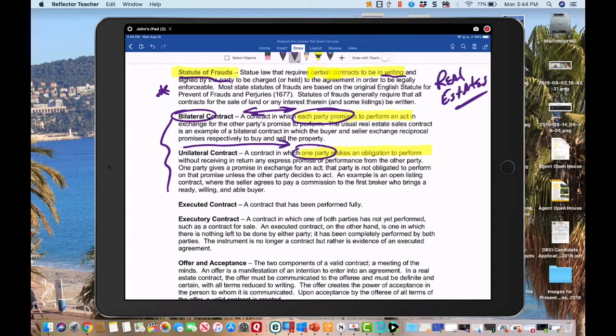A good example of a bilateral contract would be a listing agreement. And a real estate sales contract is another example of a bilateral contract. I promise to give you this much money, and you promise to convey the property to me through the use of a deed. A unilateral contract is only one party making a promise. An option is a good example of a unilateral contract. Also a reward, a contest. There's only one party making a promise.